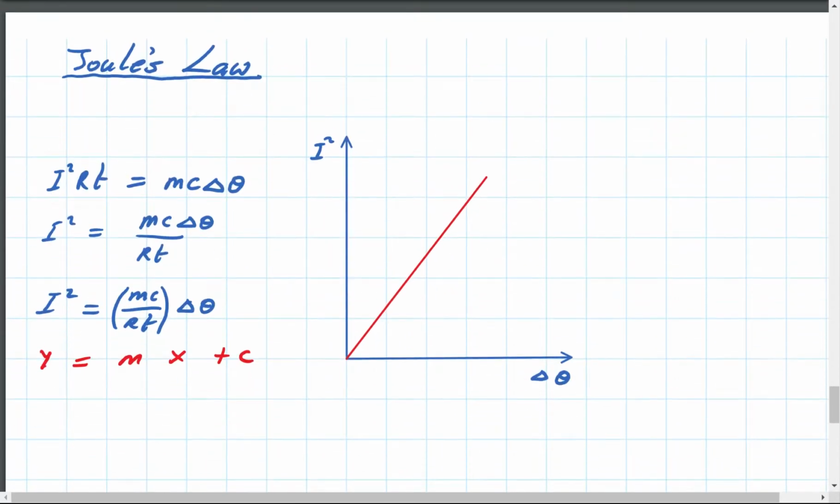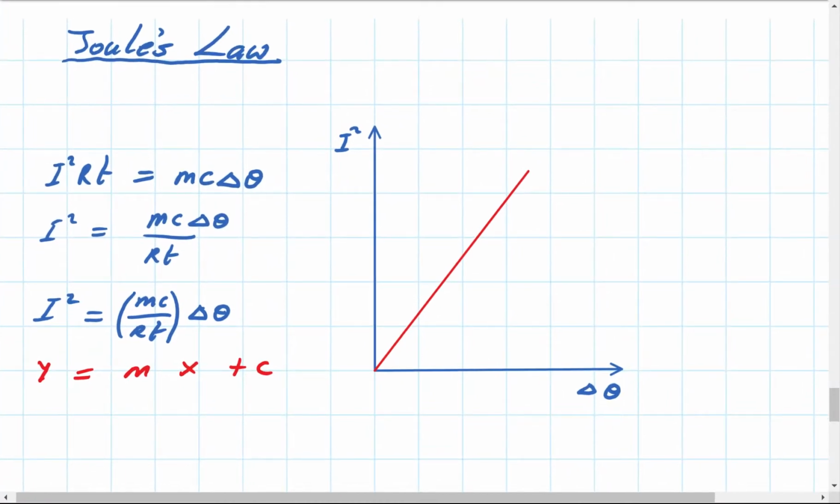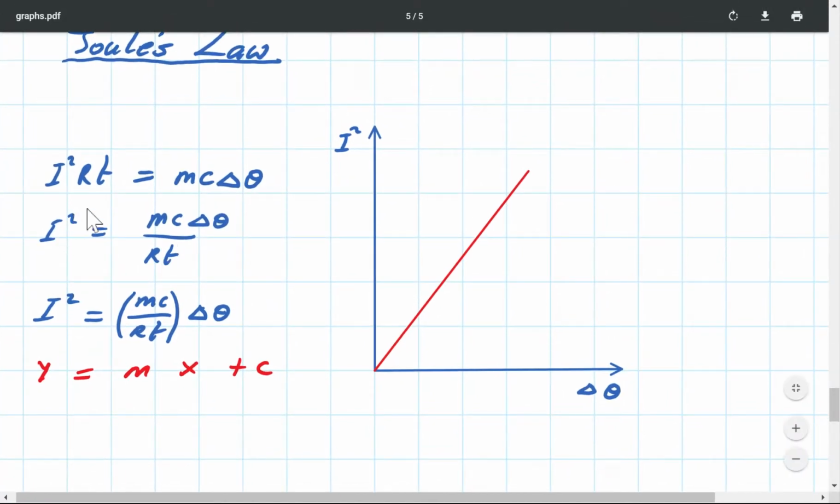And the last of the tricky graphs that you can be asked, I suppose, really is Joule's law. Again, starting off with the equation, I squared Rt, so the electrical energy, assuming no losses, is transferred to the water, so it's mc delta theta. And if you rearrange that formula, divide both sides by Rt, and it disappears over here on this side, and it reappears down here under the line as Rt.